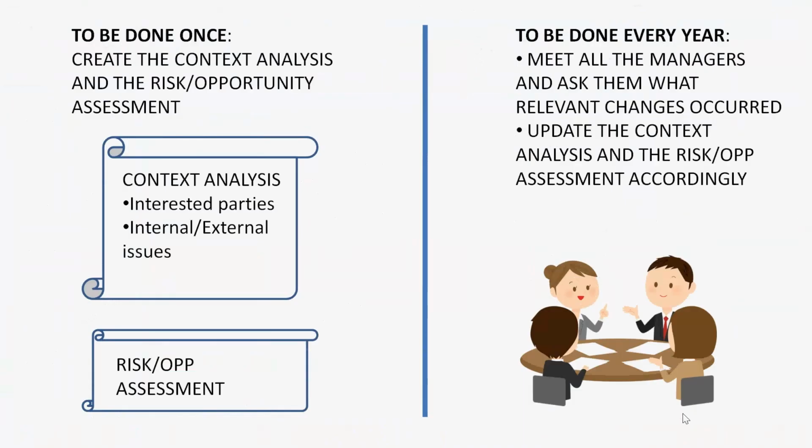Now you reach the final part of this tutorial. You learned how to do a context analysis and how to do a risk opportunity assessment, and this is something, as written here, to be done once. So this is the basis of your evaluations. But then every year you have to keep this document alive. You have to meet all the managers and ask them if what is written in your assessment and in your analysis is still correct. If there is any need to update, and likely every year some small details change, then you will need to update the context analysis and the risk opportunity assessments accordingly.